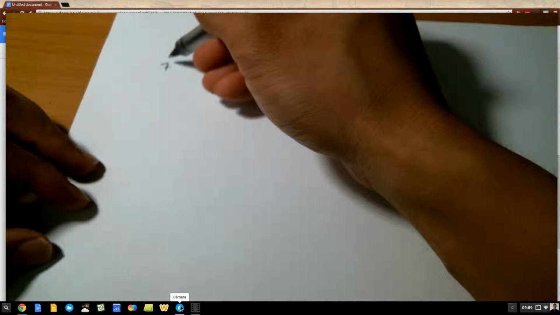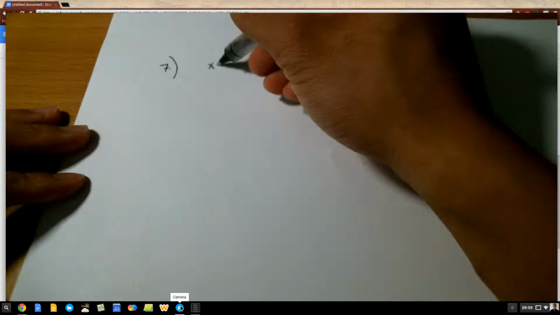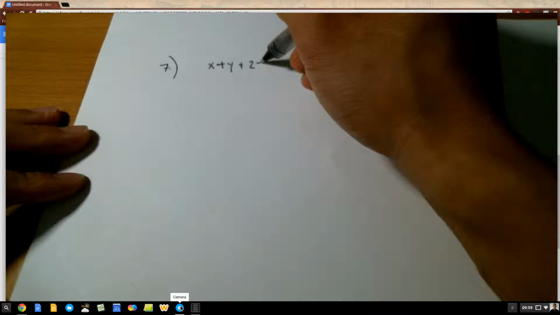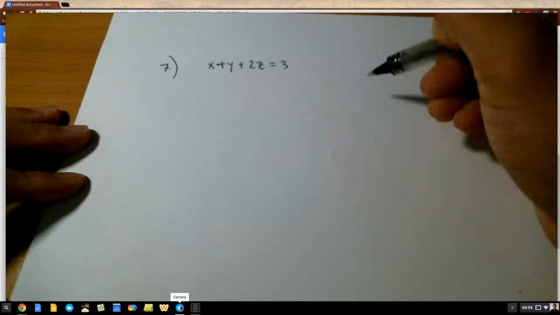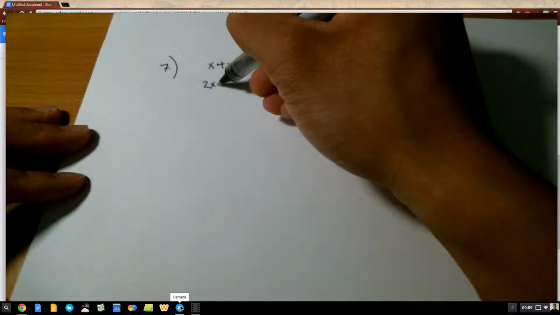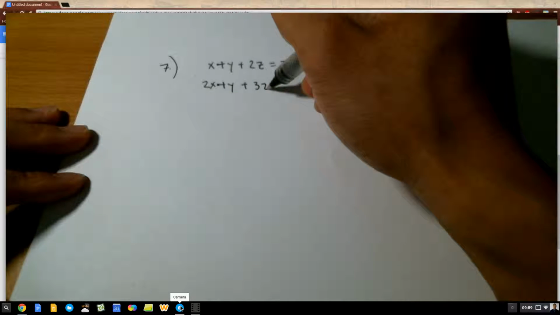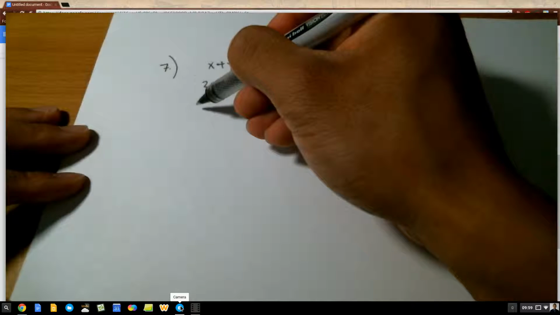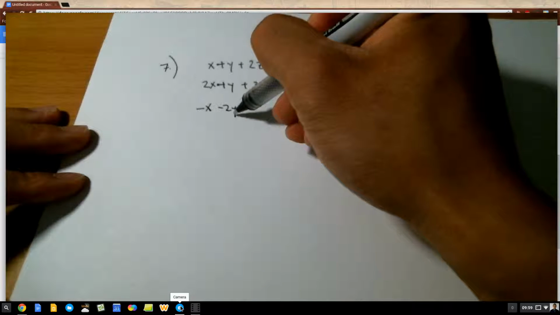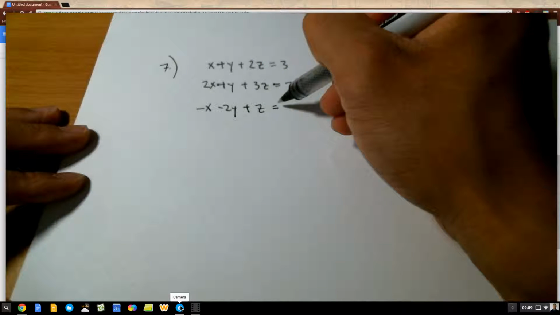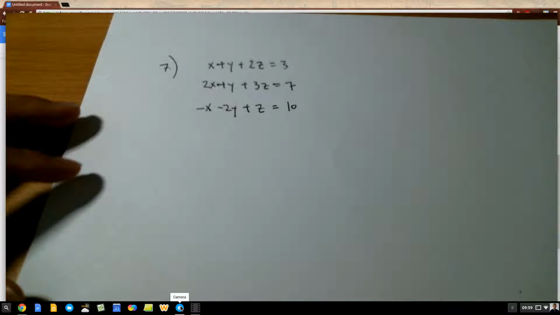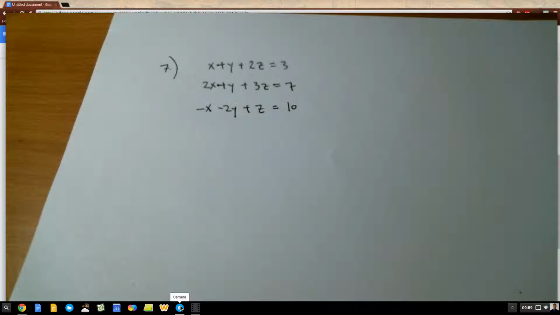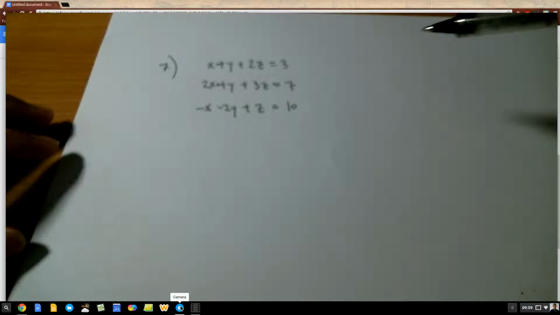So number 7. We have x plus y plus 2z is equal to 3. 2x plus y plus 3z is equal to 7. Negative x minus 2y plus z is equal to 10. Okay, so we have our three equations here, and our job is to get what x, y, and z are. Those are what's called solutions.